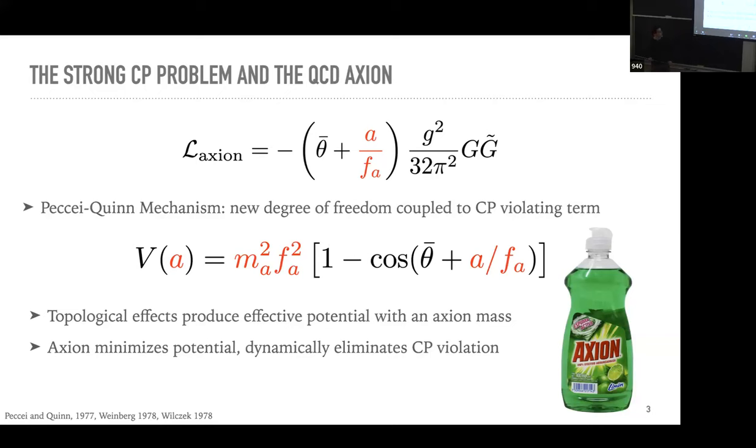And in fact, if you go through the exercise of calculating what is the potential that the axion feels as a result of this A G G dual term, it'll look like 1 minus cosine of theta bar plus A over f_A. So the first thing we can do is identify that the theta bar that we were measuring with our neutron, the precession rate, was really measuring some effective theta bar that comes about from the linear combination of theta bar and A over f_A. But we can also evaluate what value the axion field is going to take to minimize the potential, and it's going to take a value of precisely minus theta bar times f_A. And so now we have a dynamical solution to this strong CP problem of why we don't have a neutron electric dipole moment.